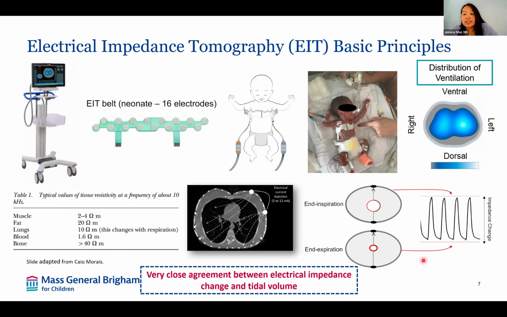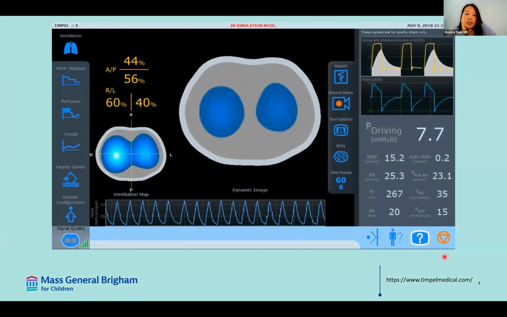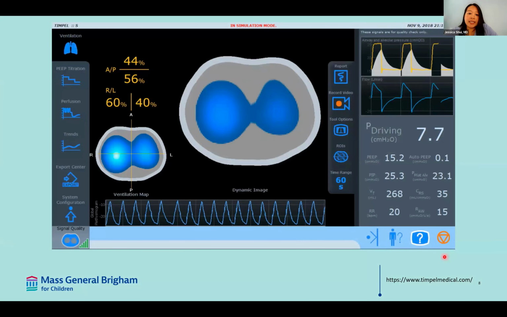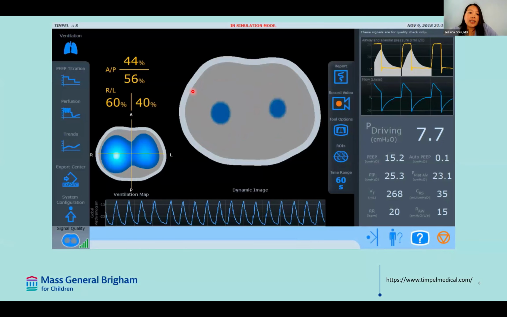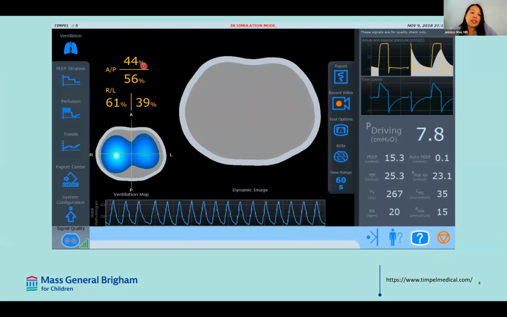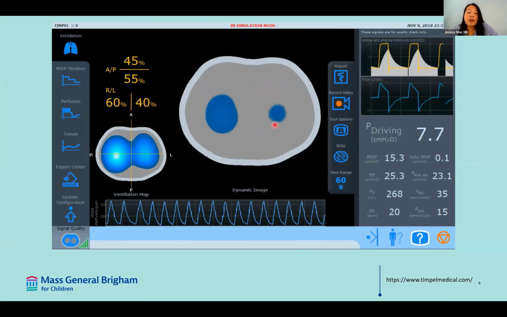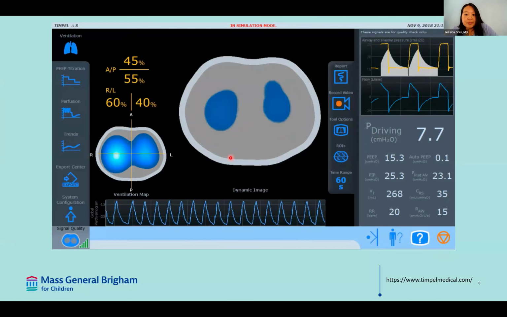And this nadir would represent the end expiratory lung impedance, which is a surrogate for end expiratory lung volume, which we could use to comment on functional residual capacity. Here's an example of what it would look like at the bedside. You can see the air distribution in the chest, anterior, posterior, right and left halves of the chest, and you get breath by breath feedback.